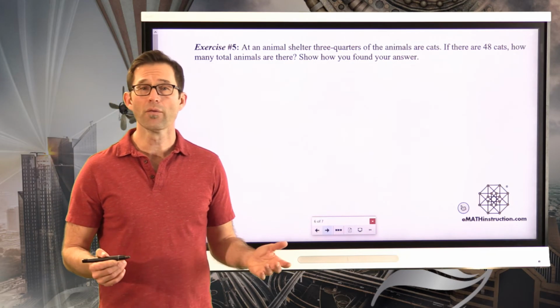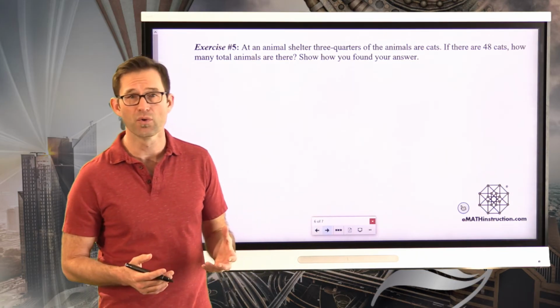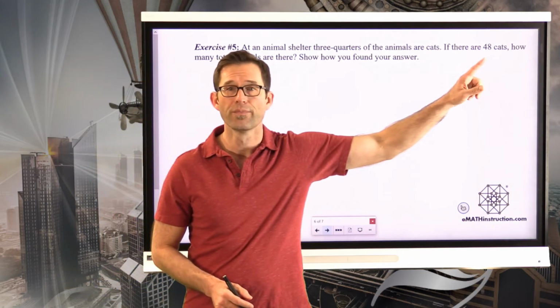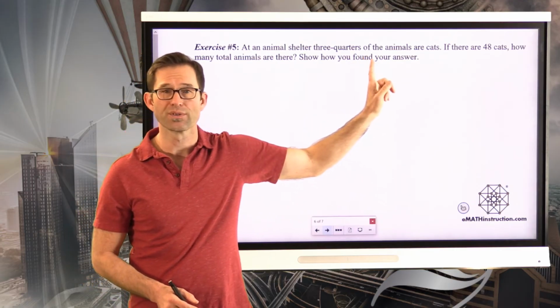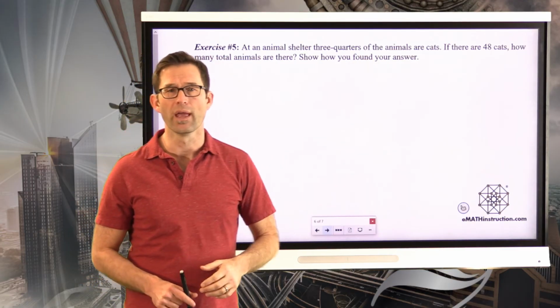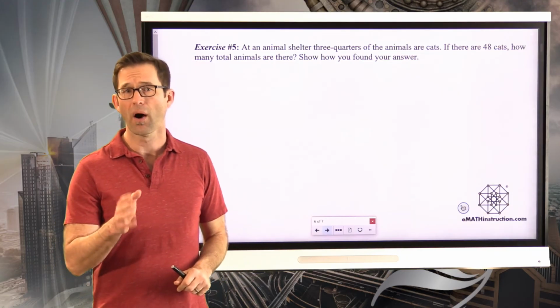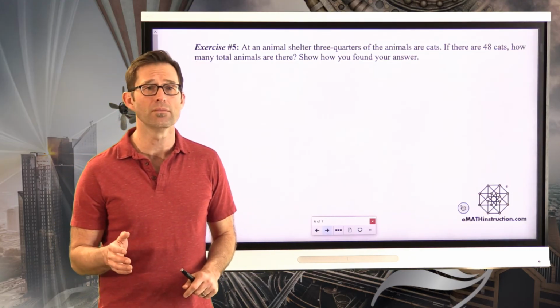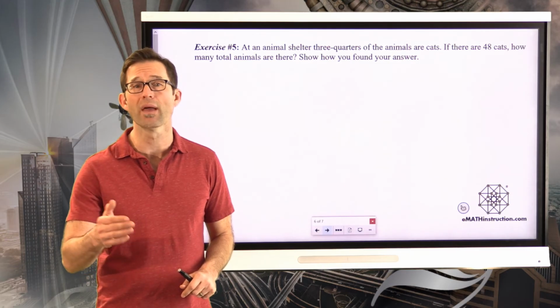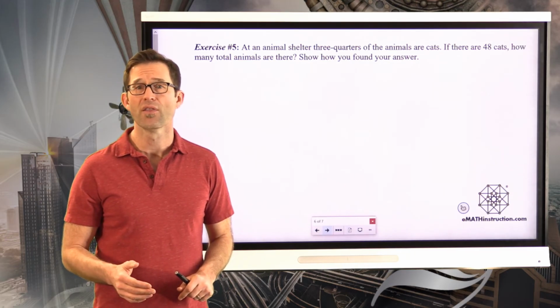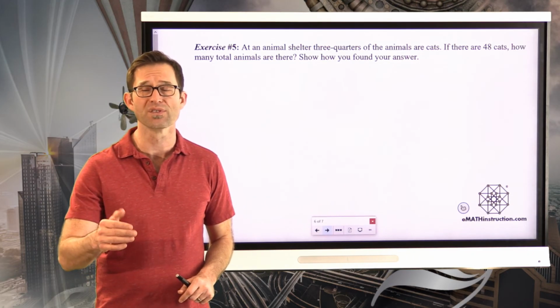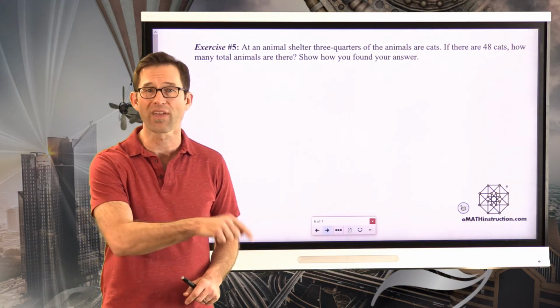Now, what a number of people might do if they're reading this problem too quickly is they might take the 48 and multiply it by 3/4. The problem with multiplying 48 by 3/4 is that you'd get 36. And that answer, upon thinking about it at all, should seem nonsensical. In other words, it shouldn't make any sense, right? Because there can't be a total number of animals that would be less than the number of cats, right?